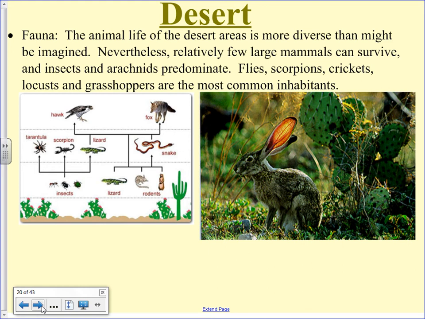Lots of reptiles. Reptiles also don't sweat. They've got scales that protect them from evaporation. They hide in the shade and come out at night often. And you've got your rodents that, again, don't need a lot of water. And then you've got predators that are good for preying on rodents. So you've got hawks and foxes, coyotes, things like that. But you just don't see a lot of large mammals. The exception, the camel, would be the exception to that.